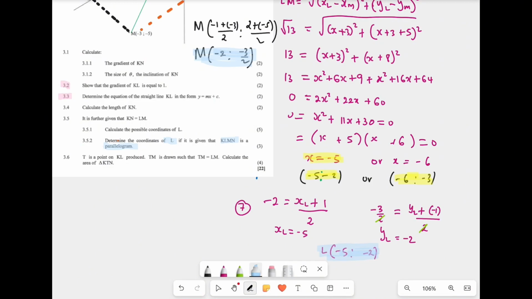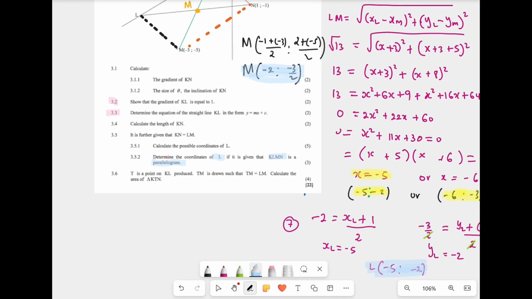Now, the next question is, I think this is the last one now. So I think it's question 8, which is 3.6 here. The last question is, T is the point on KL produced. So since the line KL is extended, we then notice that there is a point. So I can put it here maybe.